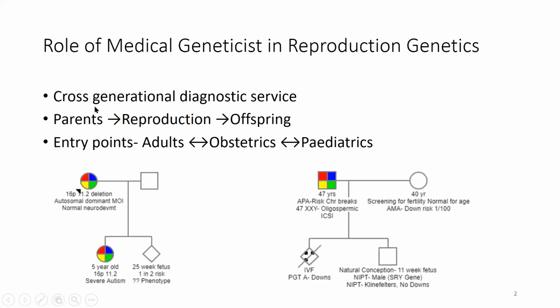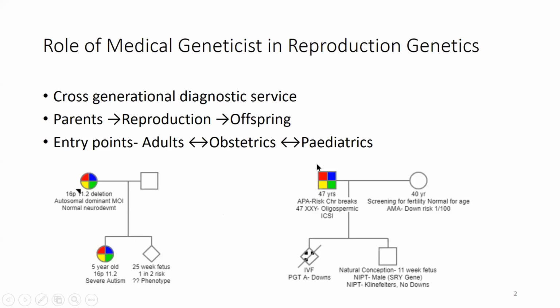Genetics is a cross-generational diagnostic service. We know genes are passed from parents through to offspring through reproduction, so the entry points can be at any point. In one case, it might be a child who's affected with a genetic disorder. You test mom and find mom has the same genetic mutation. Then the next entry point might be mom when they are carrying a fetus and they want to find out what are their risks of having a second affected child.